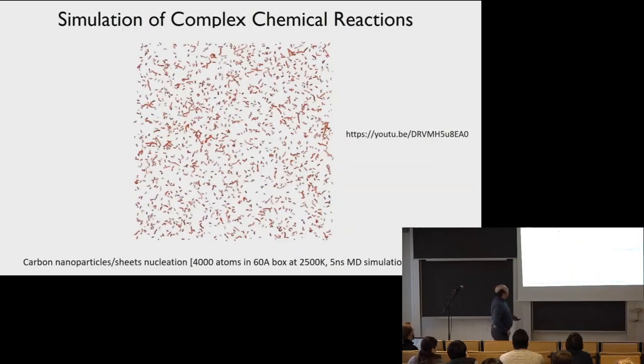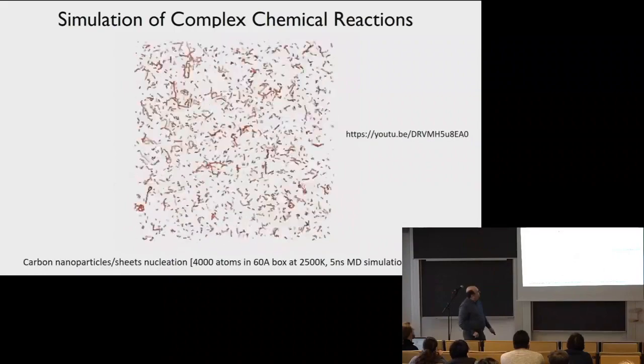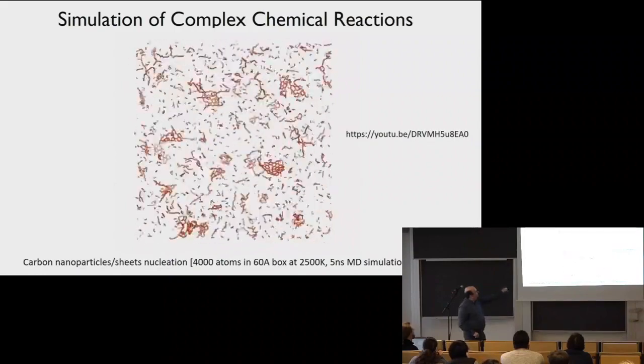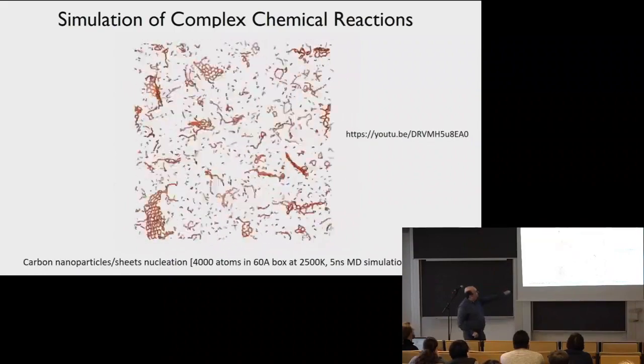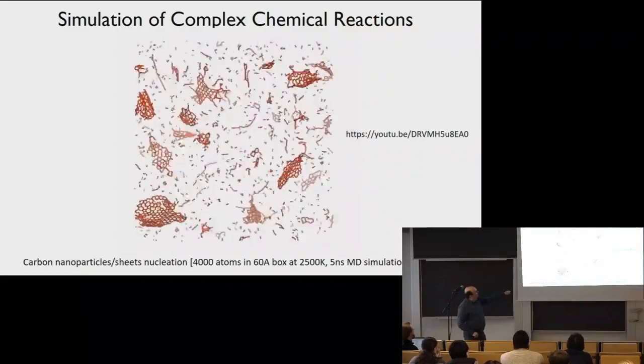Finally, let me close with even more fascinating examples. We simulate hot carbon vapor: 4,000 atoms of carbon at 2,500 degrees in a periodic box, a high temperature simulation. You start from a random gas, and what you see is the formation of graphene flakes.